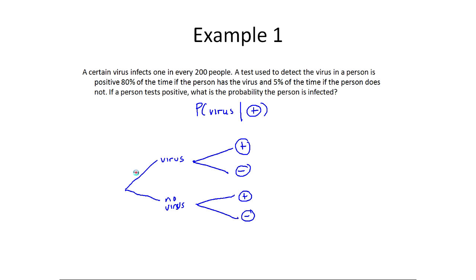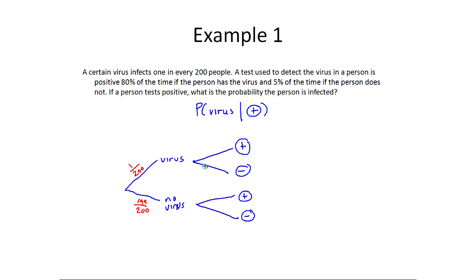Now I start filling in probability. So the question is, what's the probability the person has the virus? Well, based on our data, it says 1 out of every 200 people. So this would be 1 out of 200. That means the probability of no virus would have to be 199 out of 200. In other words, it'd be 1 minus this probability.